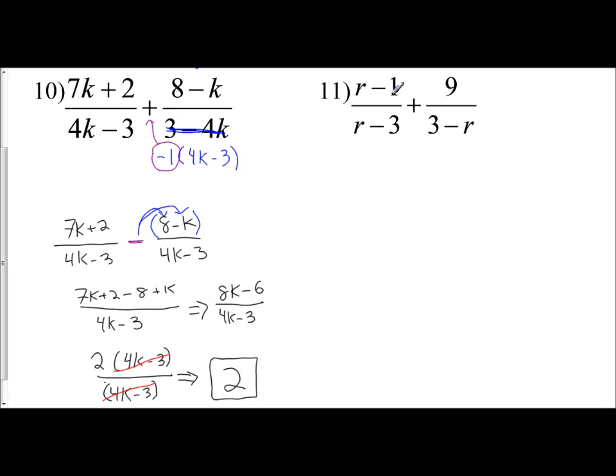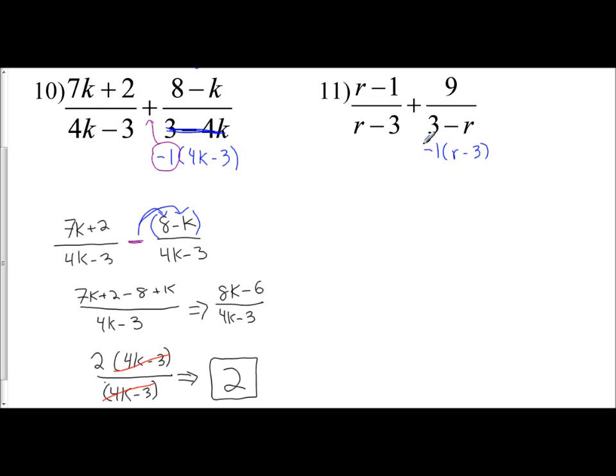R minus 1 over R minus 3 plus 9 over 3 minus R. Again, you may say, well, Mr. Rainsberg, they don't have like denominators. Yes, they do. It's just you need to realize this is the additive inverse of this one. And so you have to factor out a negative 1 from it to flip it around. They are the same denominator. It's just hidden from you with this additive inverse.